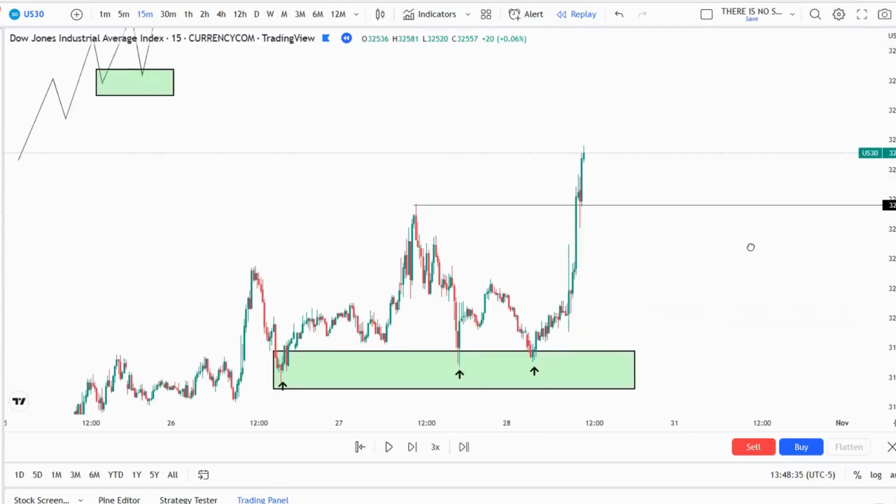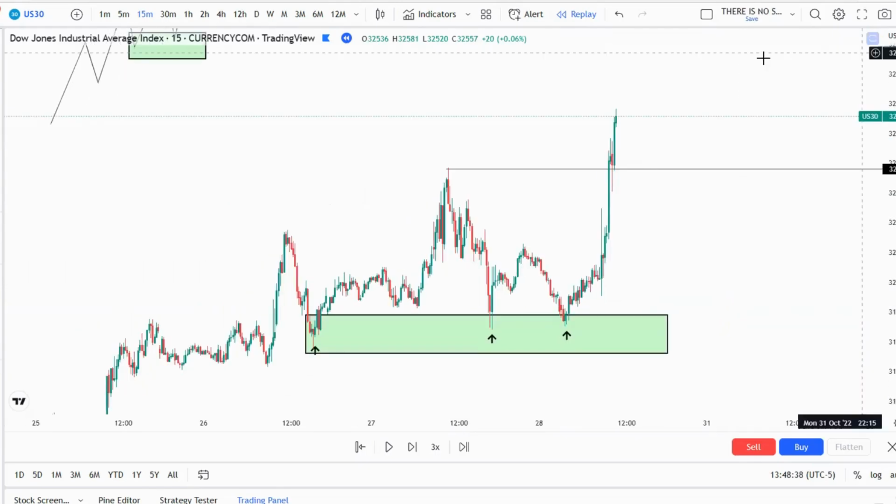Go into your charts and practice and look for your supply and demand zones. It doesn't matter what you are trading.